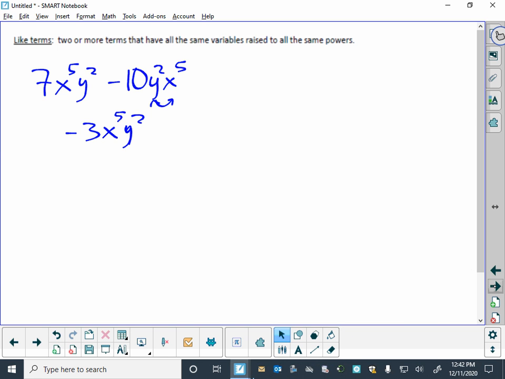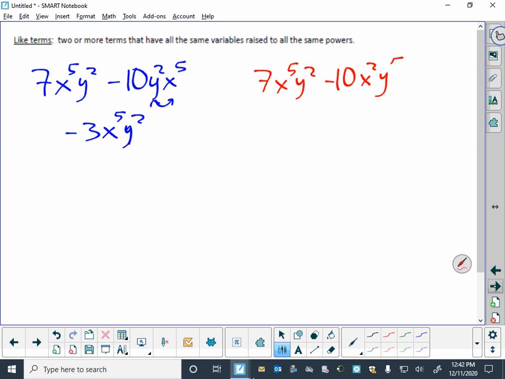A counterexample over here, if I had 7x to the 5th y squared minus 10x squared y to the 5th, even though these are both degree 7, and they use the same variables, the powers on those variables are different, so these are completely different things and I can't combine them. I have to leave them just like that.